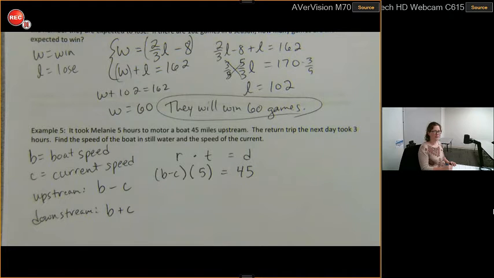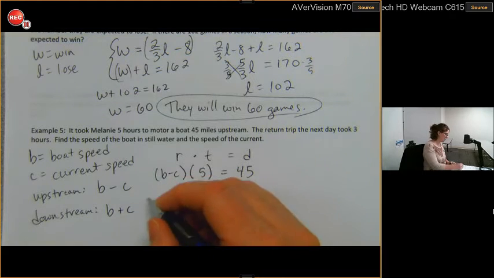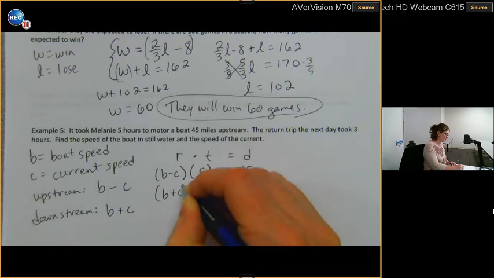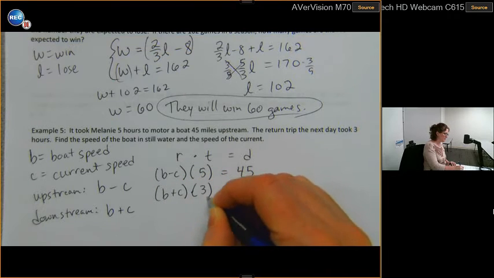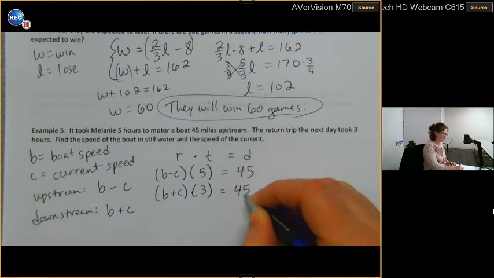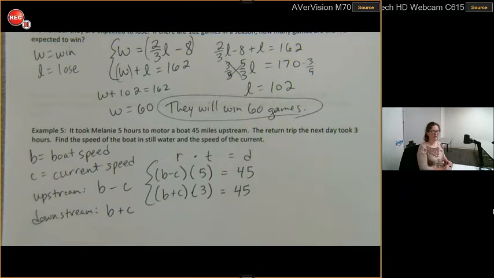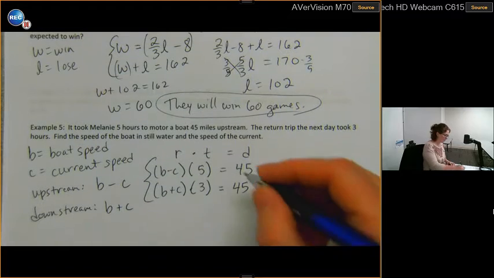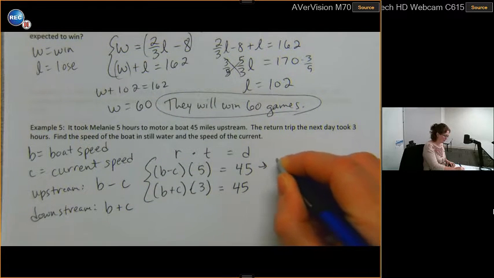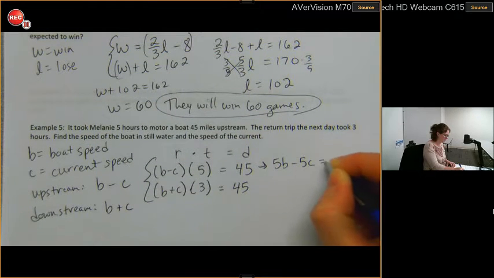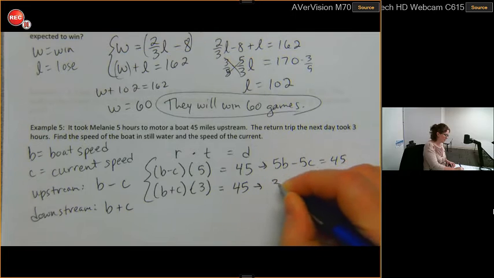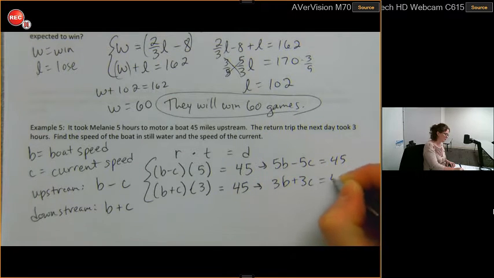The return trip the next day took 3 hours. So the return trip is downstream, took 3 hours, same distance. Now we have a system of equations to solve. We're going to use this to find the speed of the boat in still water and the speed of the current. I'm going to start by distributing. I have 5b minus 5c equals 45, and 3b plus 3c equals 45.